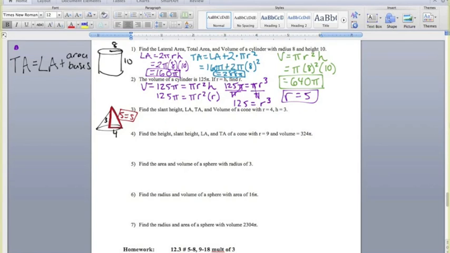The second thing then says to find the lateral area. Lateral area is pi r s. That's pi times a radius of 4 and a slant height of 5, which gives us 20 pi.